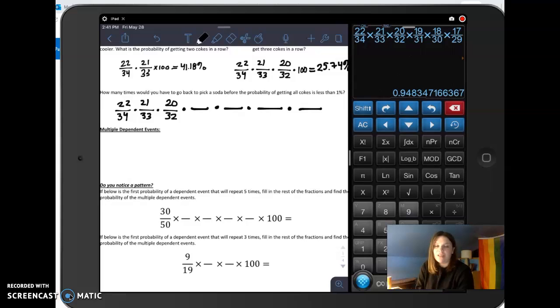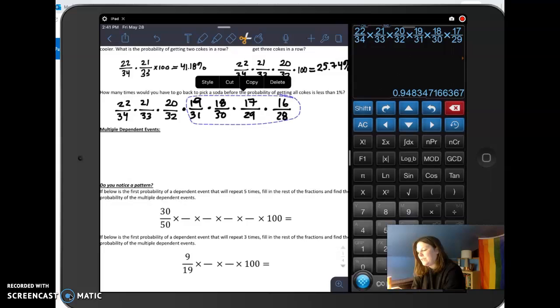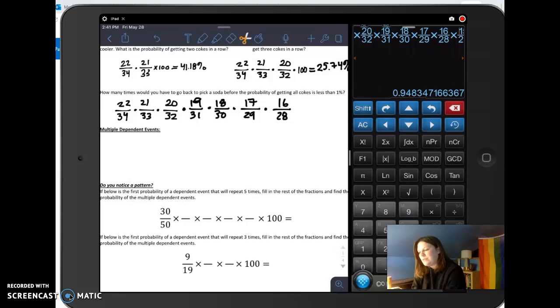Okay, hopefully thinking about this question helped you realize what the pattern is. And so if we keep going back to the cooler and getting another Coke and another Coke and another Coke, the number of Cokes is going to continue to go down by 1 every single time. And the total is going to continue to go down every single time. And so this is the big idea of the lesson, is that when we're talking about dependent events, the numbers go down by 1 every time.